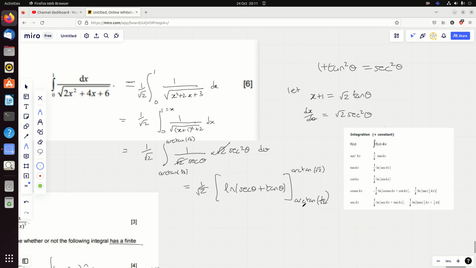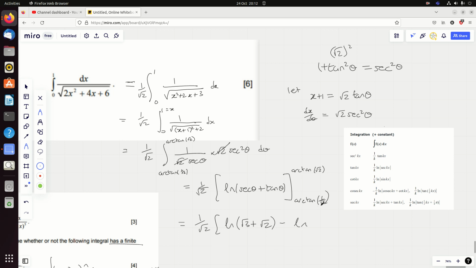Now I've got a sneaky way of handling these limits, because, firstly, tan of arctan of root 2 is just root 2, yeah? So this is going to be 1 over root 2 ln of, now I wonder what sec theta is when tan theta equals root 2. If tan theta equals root 2, then you're going to be doing root 2 squared, which is 2, plus 1, which is 3. So sec theta is going to be root 3. So this is actually going to be root 3 plus root 2 minus ln.